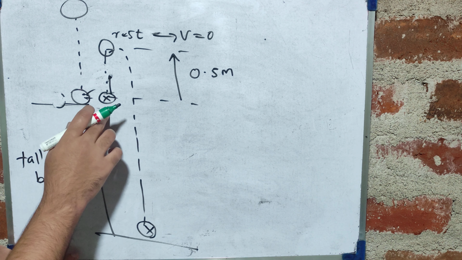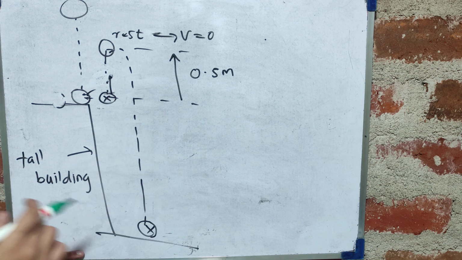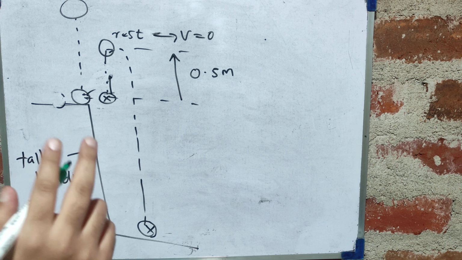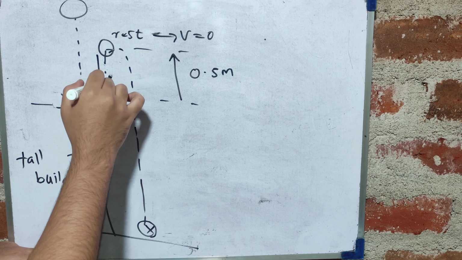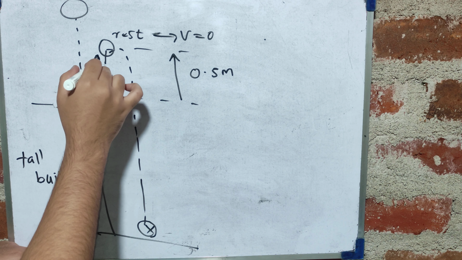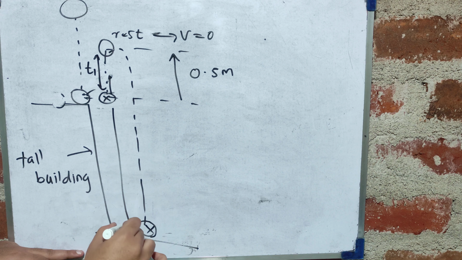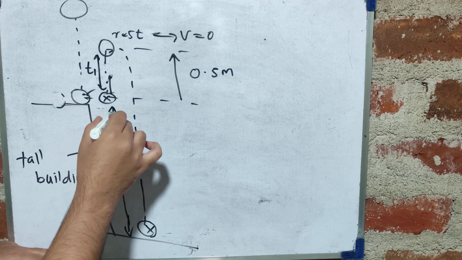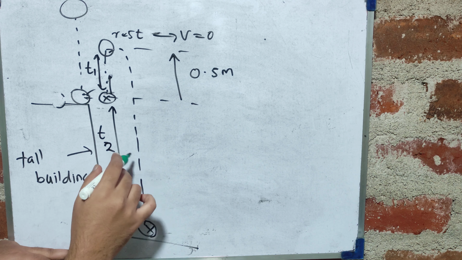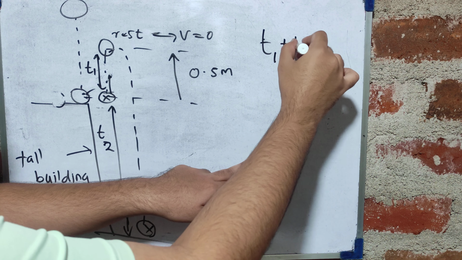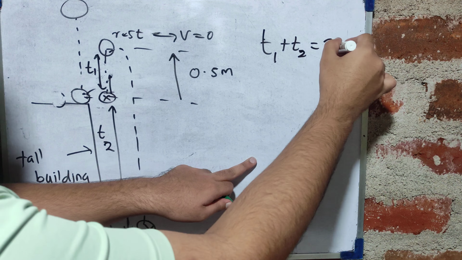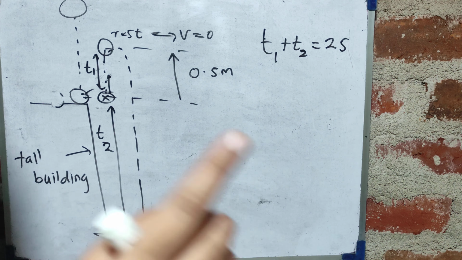It means the total time taken for the motion is 2 seconds. From here to here it has taken, let's take, t1 seconds, and from here to here it has taken t2 seconds. Therefore the total time t1 plus t2 is equal to 2 seconds. That is what they have said.